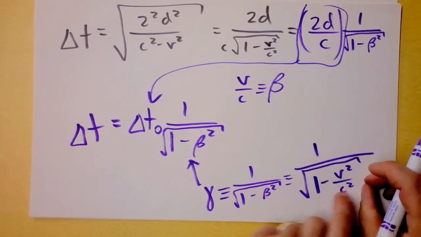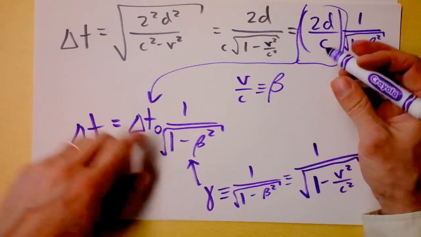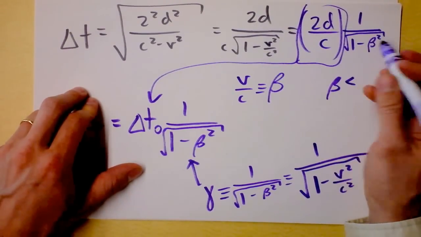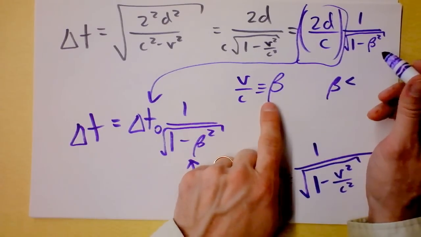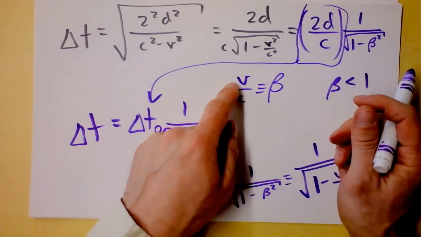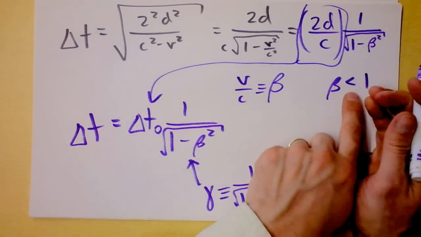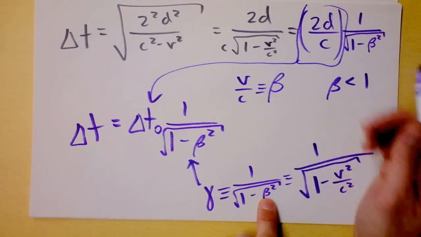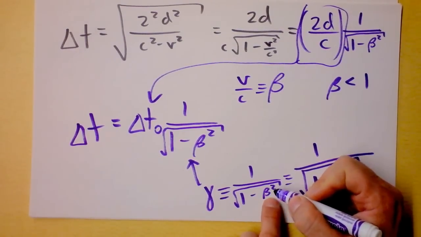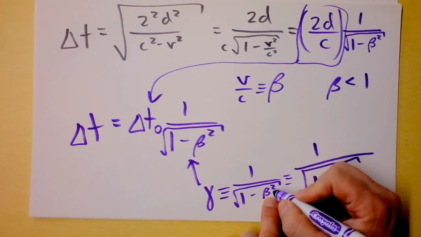Okay, so that's gamma, and gamma has this really funny property. Let's first study beta. Beta's got to be less than something, right? It seems like beta always has to be less than 1, because you are not going to succeed if you're trying to go faster than the speed of light. That's fine. So if beta is less than 1, and I'm squaring it, I'm going to get even smaller. Every time you square a number less than 1, it gets smaller than it was before.